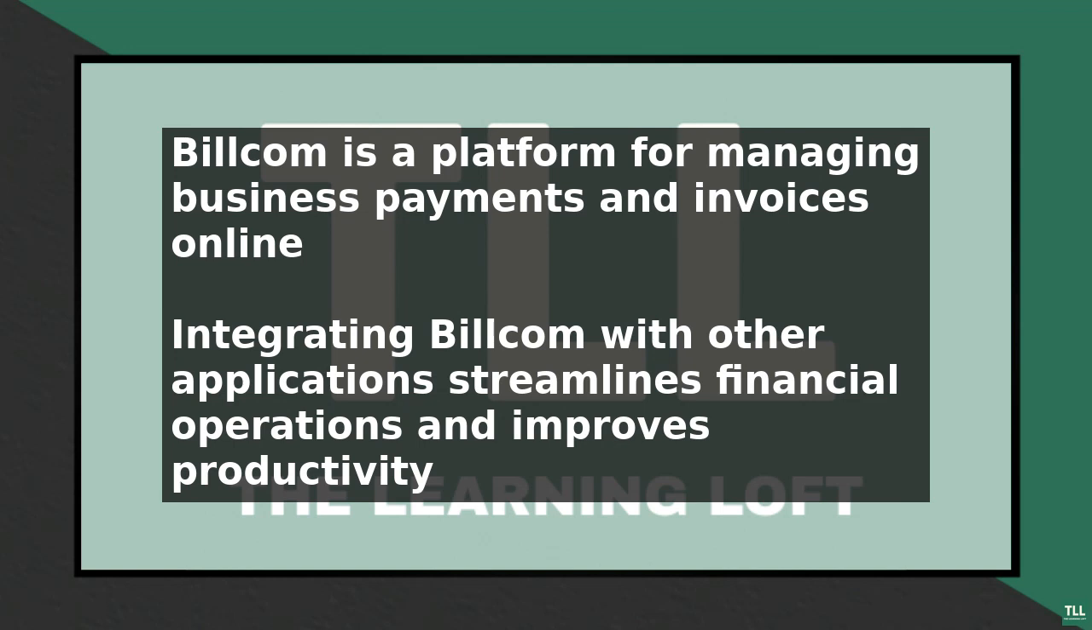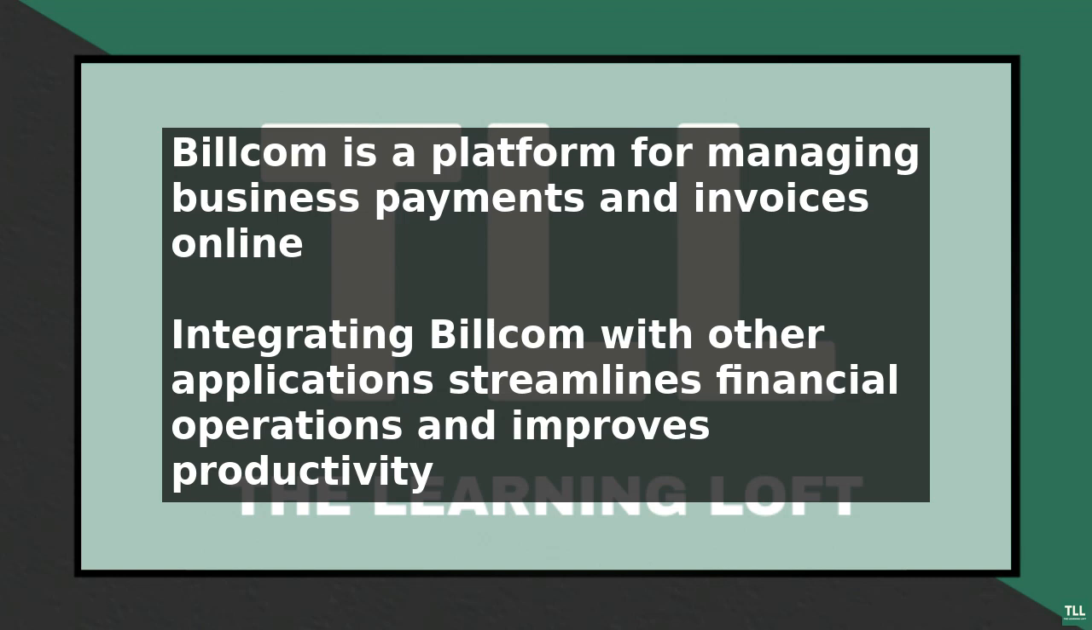Step 1. Understanding the Bill.com API. The Bill.com API is a set of programming interfaces that allow developers to access and manipulate Bill.com data. To filter the API integration, you need to understand the available endpoints and the data they return. Familiarize yourself with the Bill.com API documentation to learn about the different endpoints and parameters.